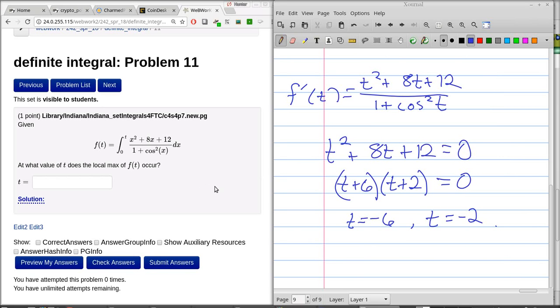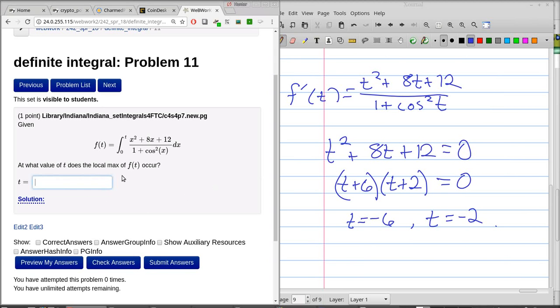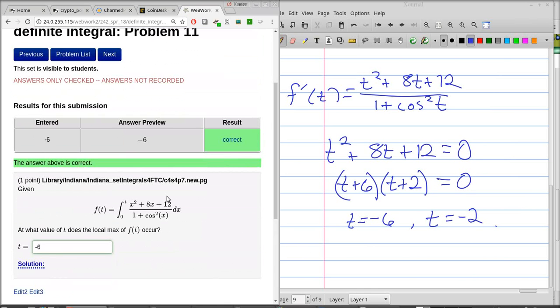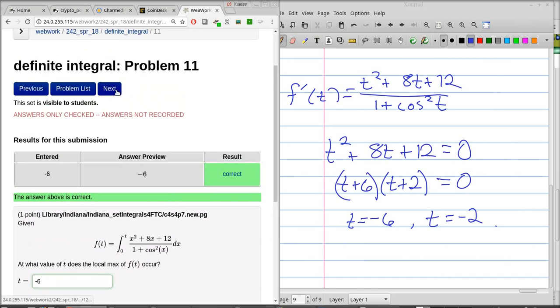Could do the second derivative test. But I'm feeling lazy. I get infinitely many chances, so I'm just going to guess. If you want to prove it, do the second derivative test. I happen to get lucky. It could have been negative 2. Let's go to the next one.